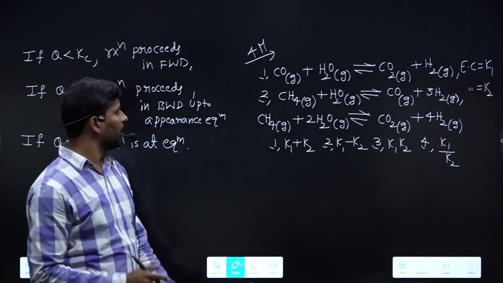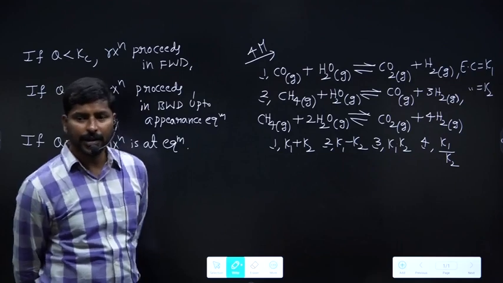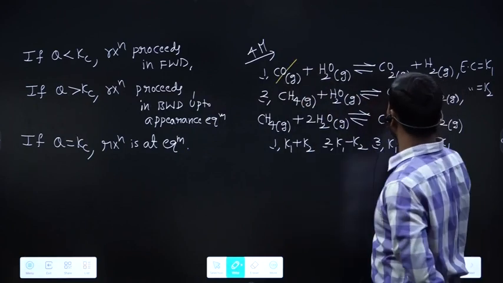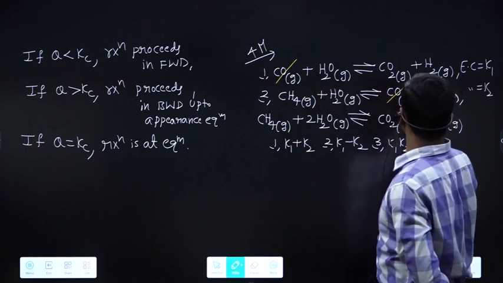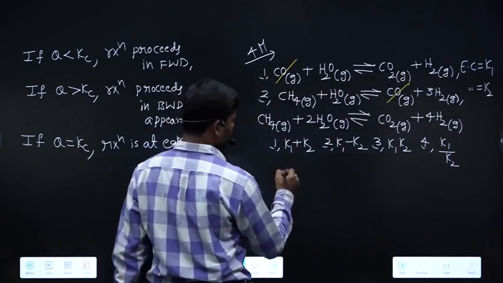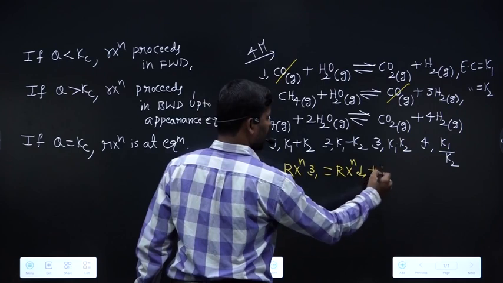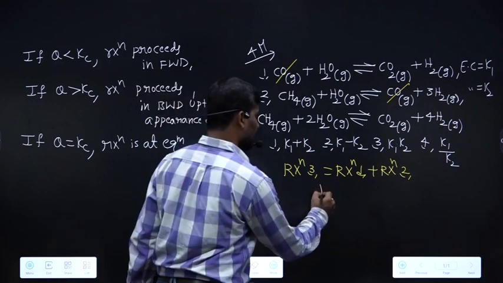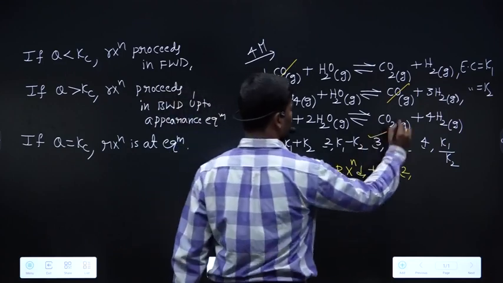Direct question given. How are we getting the third reaction? By adding reaction 1 and reaction 2. If you add reaction 1 and reaction 2, CO gets cancelled, CH4 plus H2O plus H2O is 2H2O, CO2 plus H2 plus 3H2 is 4H2. That means we are getting reaction 3 by adding reaction 1 and reaction 2. If reaction 3 is equal to reaction 1 plus reaction 2, then K3 is equal to K1 into K2. That is option 3.